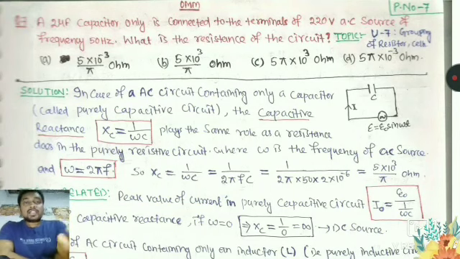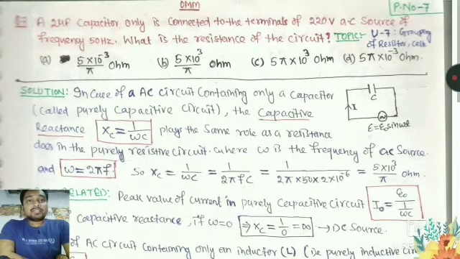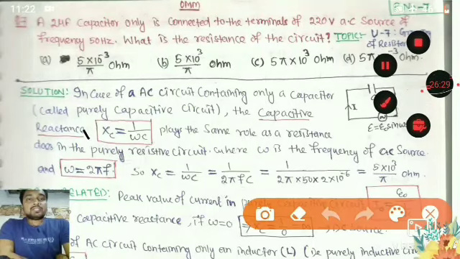So we know that Xc is the capacitive reactance, XL is the inductive reactance. Value is 1 by omega c in case of capacitive reactance, and XL is omega L in case of inductive reactance. So we know that omega equal to 2 pi f, f is the linear frequency. Given linear frequency is 50 Hz. So resistance we can calculate from this formula. Which formula? This formula.